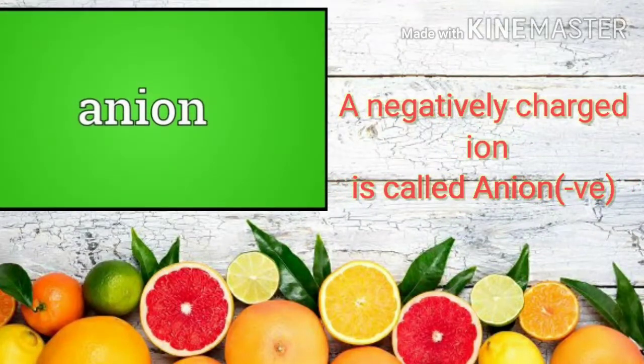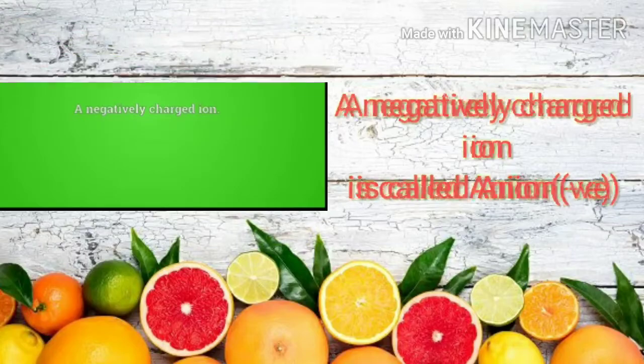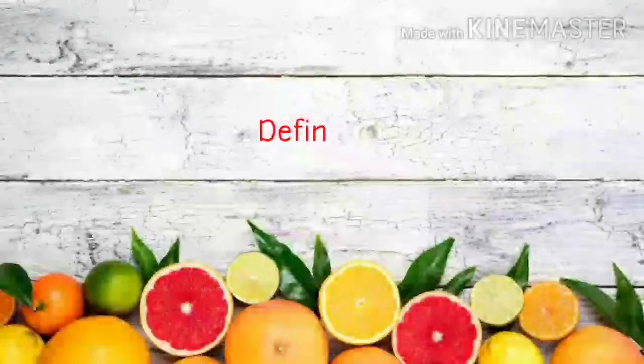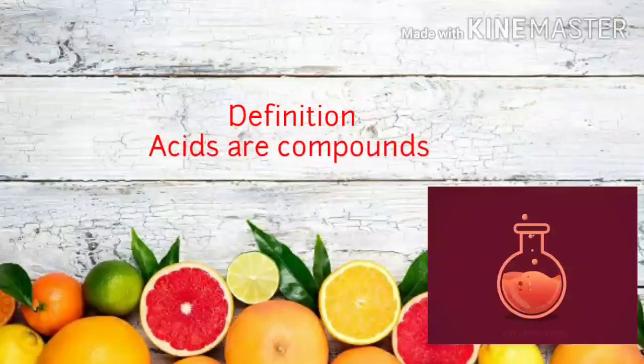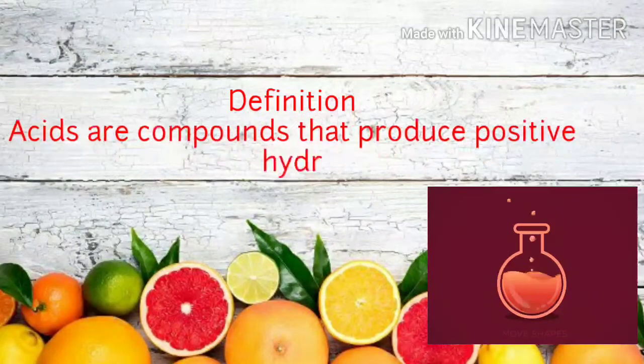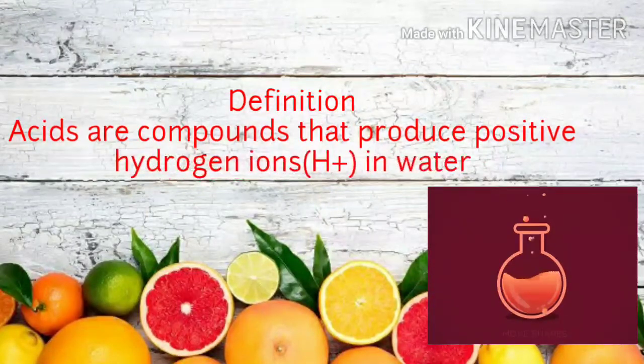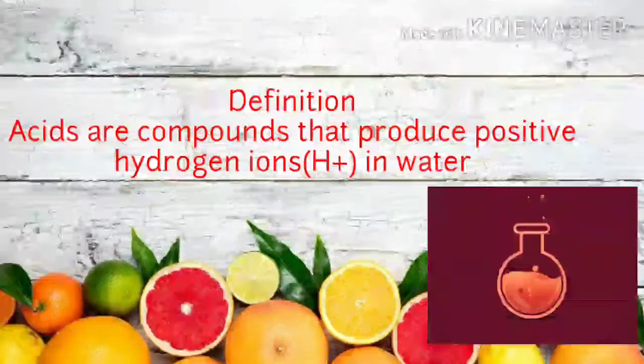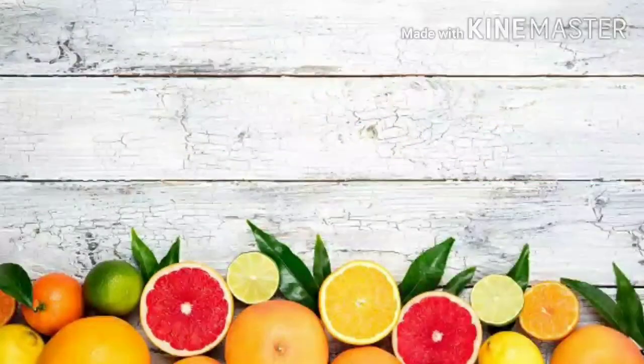Formation of anion occurs when an atom gains electron. Negatively charged ion is called anion. So now it will be easy for us to understand the definition of acids. Acids are compounds that produce positive hydrogen ions in water.